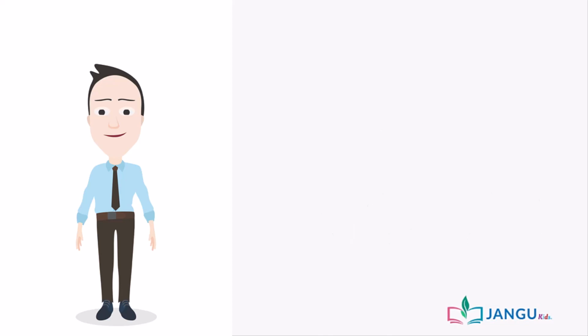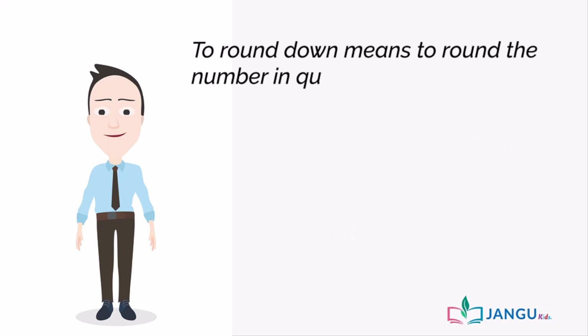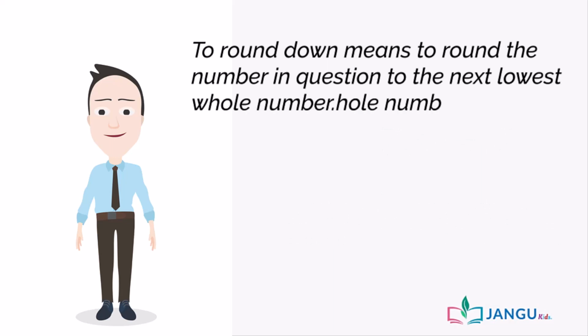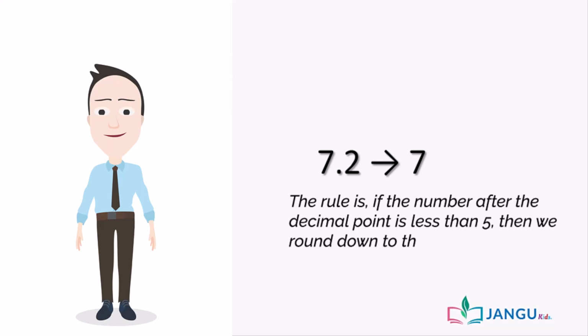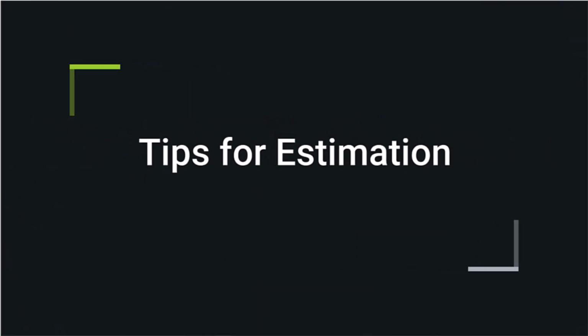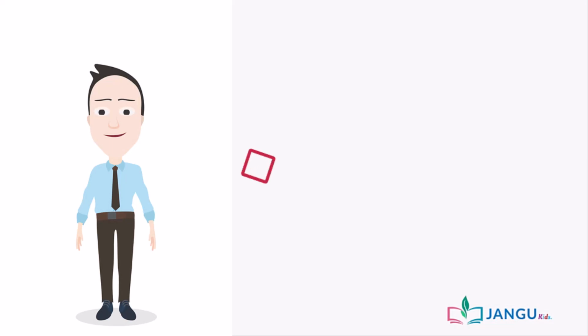To round down means to round the number in question to the next lowest whole number. For example, if I want to round down 7.2, I'll get 7. This is because 7 is the next lowest whole number from 7.2. The rule is if the number after the decimal point is less than 5, then we round down to the next lowest number. The second thing to note is the unit of measurement for the calculation.